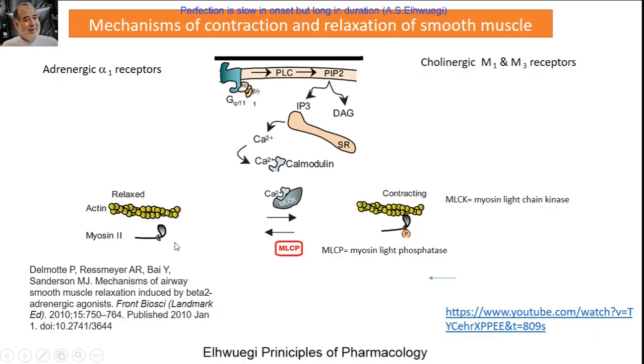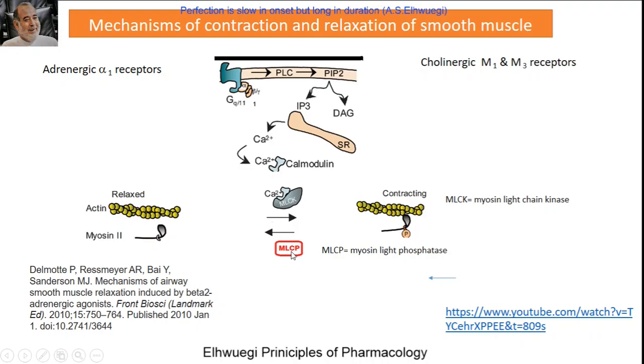Okay, so myosin light chain phosphatase leads to dephosphorylation of the myosin 2 head. Dephosphorylation means removal of the phosphate group, i.e. myosin 2 will become inert. It cannot slide over actin. In this case, it will be relaxed. So this is the enzyme responsible for the relaxation of the smooth muscle.